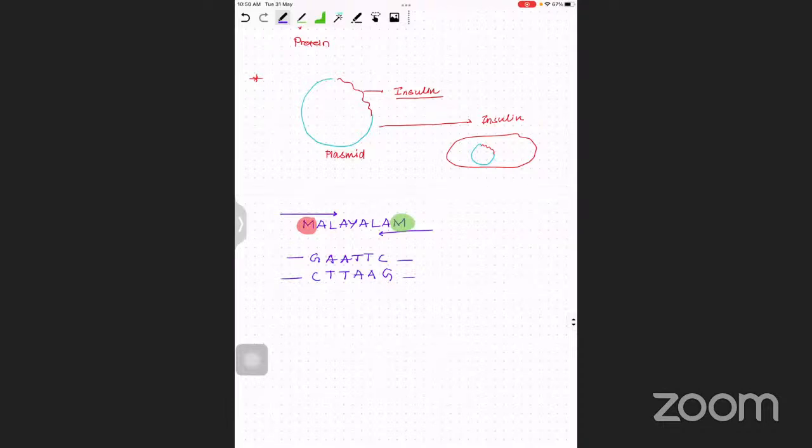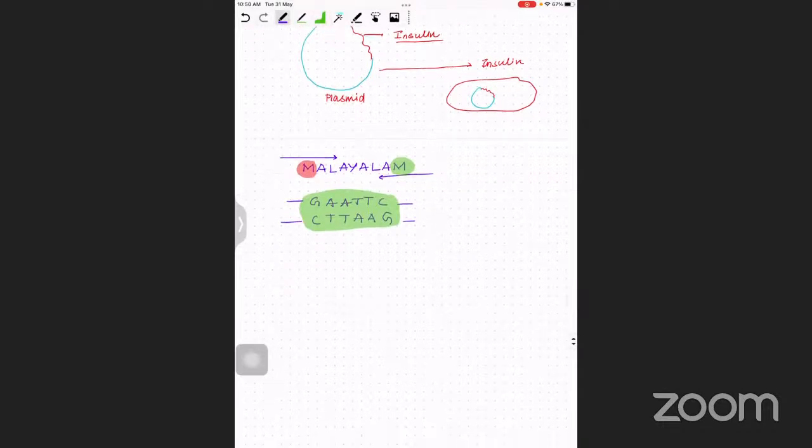And your restriction endonucleases will cut the DNA at this portion. That is where they will work. Now, yes, we have cut the DNA. Now we have to join the DNA. Who is going to join the DNA? Joining DNA is done by an enzyme called ligase.